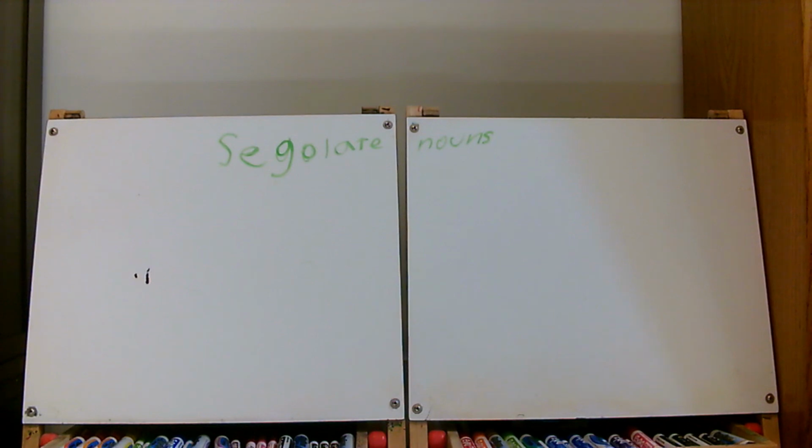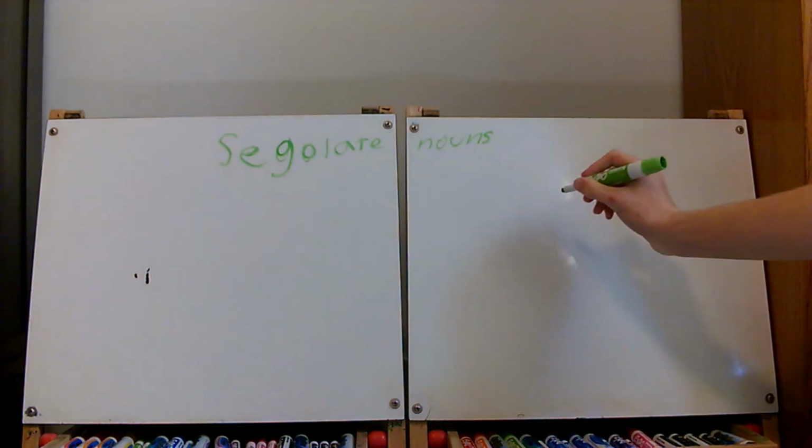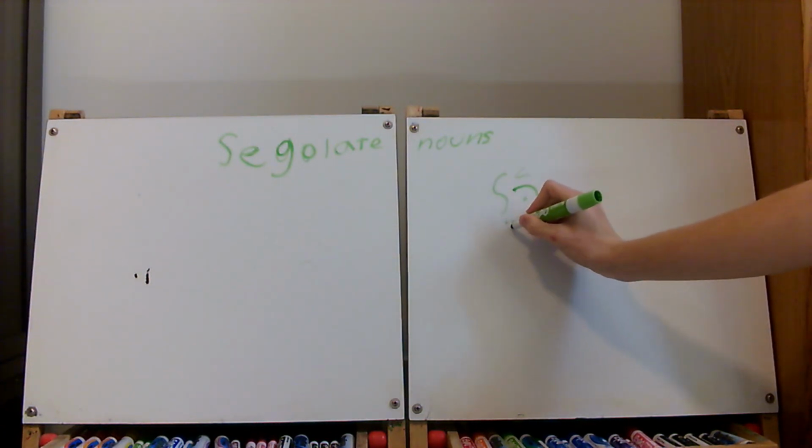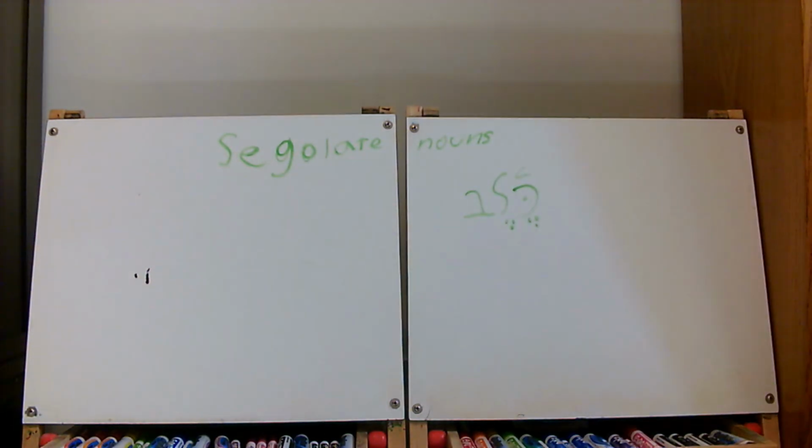The only classification for them is that they need to be two syllables long and have stress on the first syllable. So, for example, I brought it up earlier. Kerev. It's two syllables long and has stress on the first syllable. Therefore, it is segolate. So, I'm also going to get another example. I'm going to get nagar.